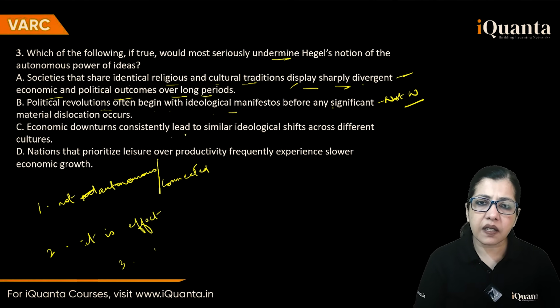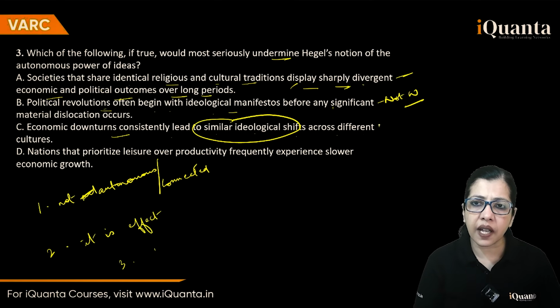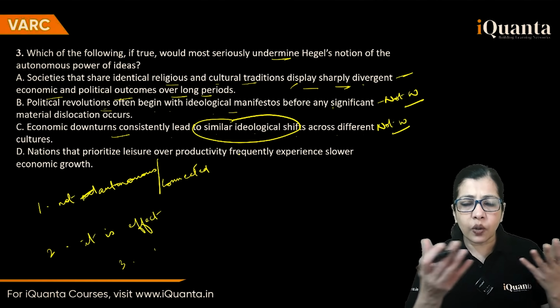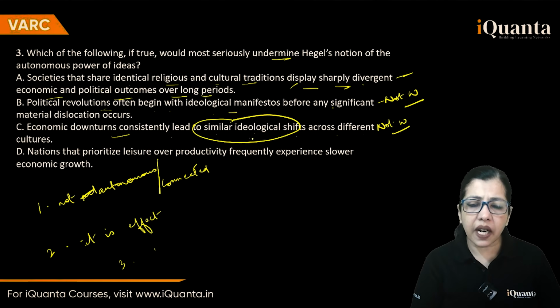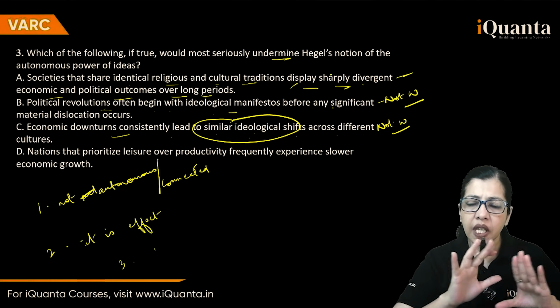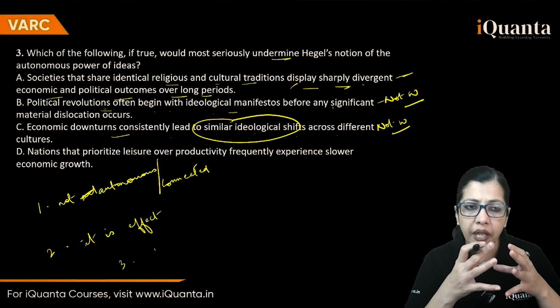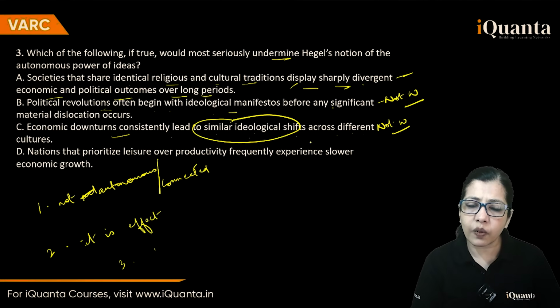Economic downturns consistently lead to similar ideological shifts across different cultures. Look, similar ideological shifts. This is again not weakening. He himself said unifying. So it is similar, how can this weaken him? We have to look for something that diverges, that goes against, that is not unified. So this is not weakening.